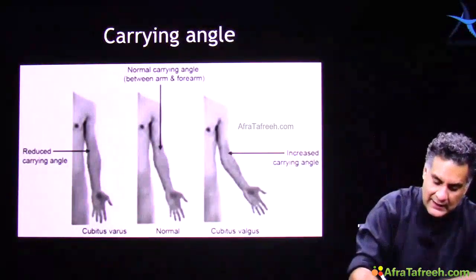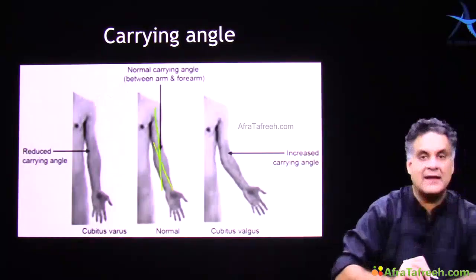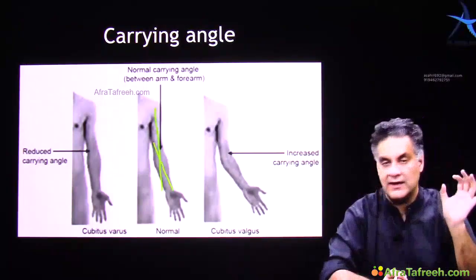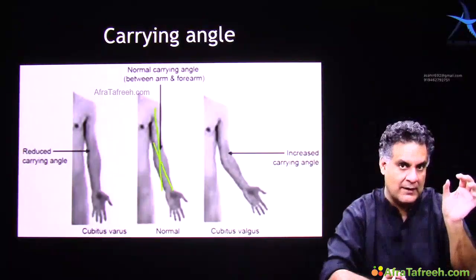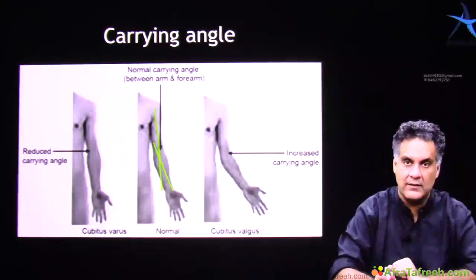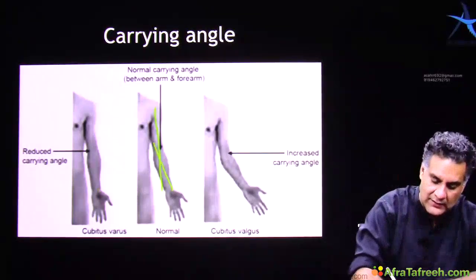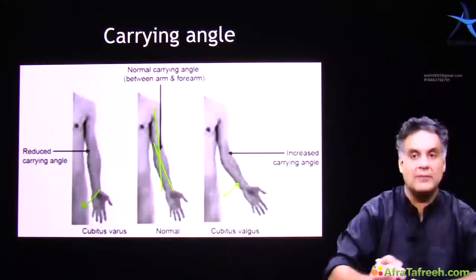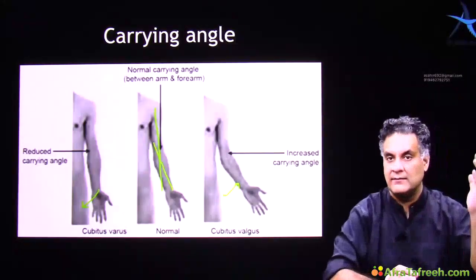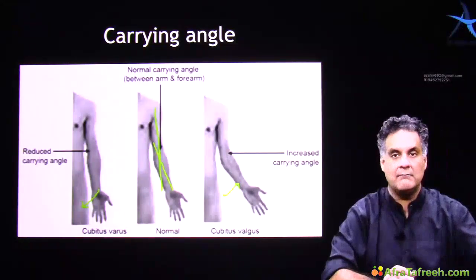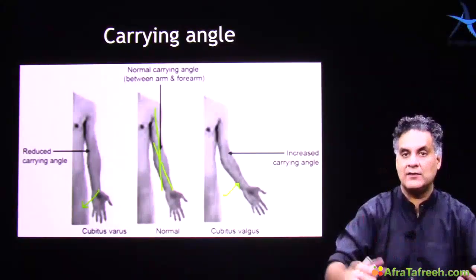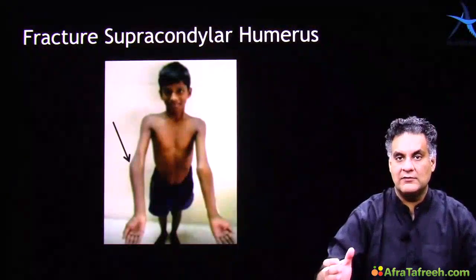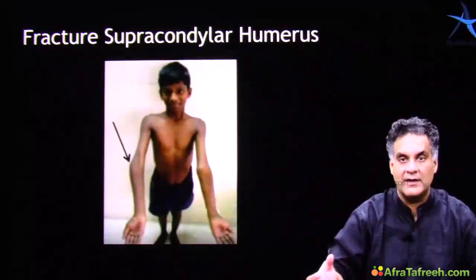The carrying angle, the angle between the arm and the forearm, is the carrying angle. It's more in females as compared to males, because in females the trochlea, the medial part of the lower end of humerus, is lower, causing more valgus. Whereas carrying angle reduced is called cubitus varus, and carrying angle increased is called cubitus valgus. So varus occurs in supracondylar humerus malunion. Valgus occurs in lateral condylar humerus non-union. This is what I told you. Supracondylar humerus fracture causes varus, also called a gunstock deformity.